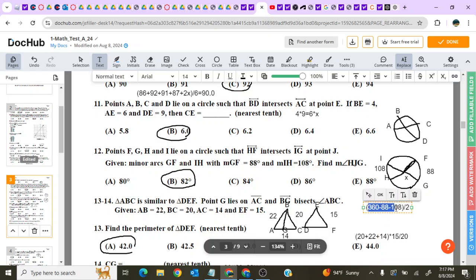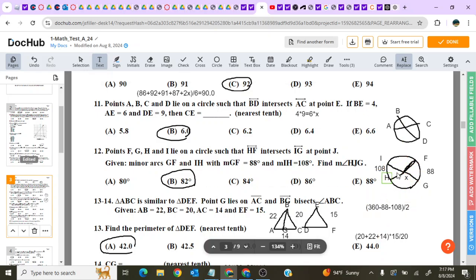Subtract the two sides, divide by 2, because it's a dual-sided angle, and it's a vertical angle, so they're the same. And if you do that, you get an angle of 82 degrees.